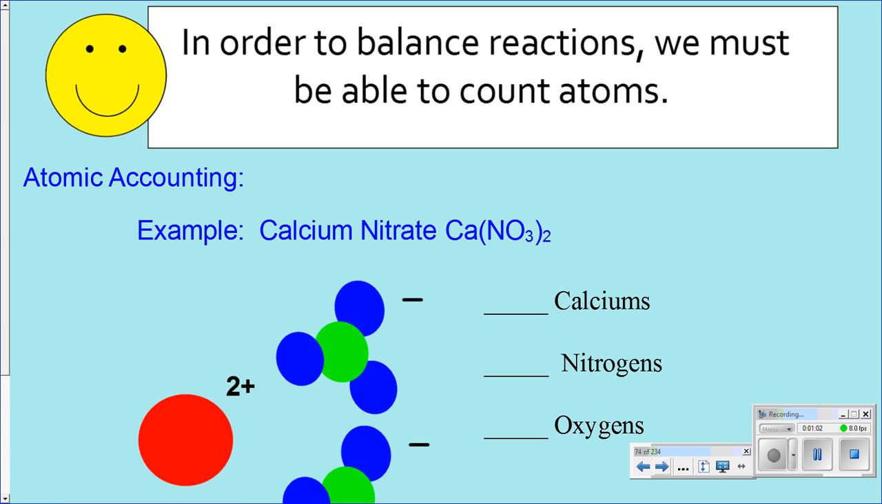So in order to be able to balance reactions, we have to be able to count atoms. When we look at a formula like calcium nitrate, we have to be able to see that there's one atom of calcium. This 2 is talking about all the stuff inside, so that tells us there's 2 nitrogens. And our nitrate group each has 3 oxygens in it, so this gives me a total of 6 oxygen atoms.